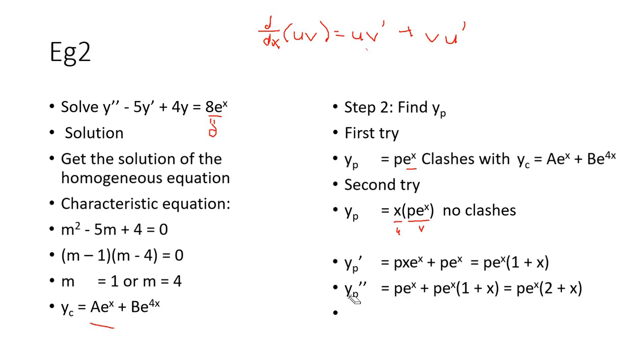Then later on, substitute your y double prime p into the y double prime here, y prime p into y prime, your yp into y, to compare or to determine the coefficient for your p. Okay, before I proceed, who doesn't know how to differentiate using the product rule? Is it okay?